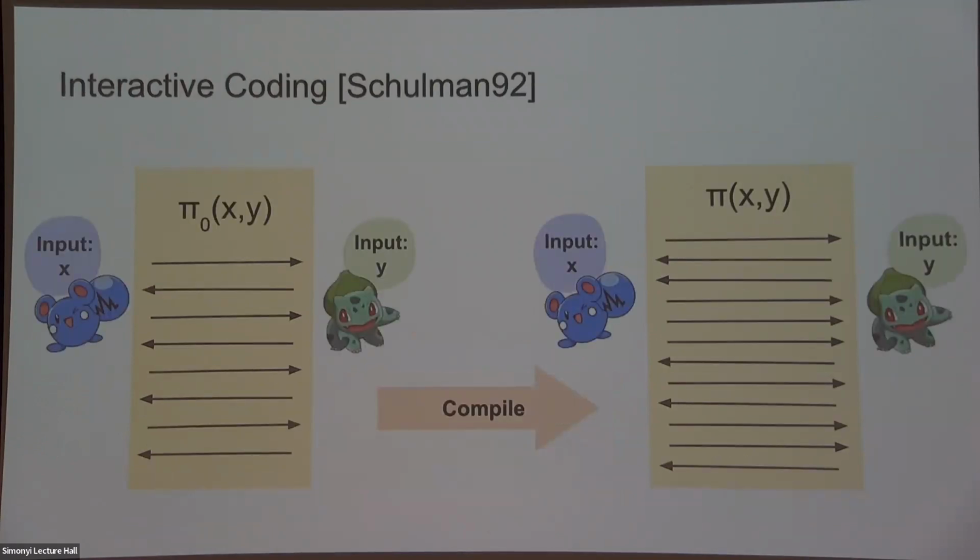Okay, so this is a problem known as interactive coding. It's due to Schulman in '92. So you're going to start with a noiseless protocol, pi0, which is a protocol run on Alice and Bob's private inputs X and Y. And the goal is to compile it into a noise resilient protocol that can handle noise that happens. And the correctness guarantee is that by the end of the protocol, they should both be able to learn what the original noiseless protocol was supposed to be.